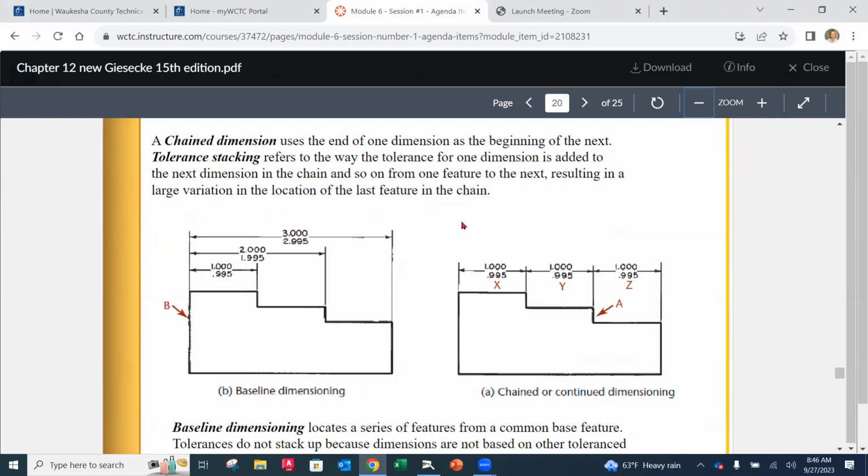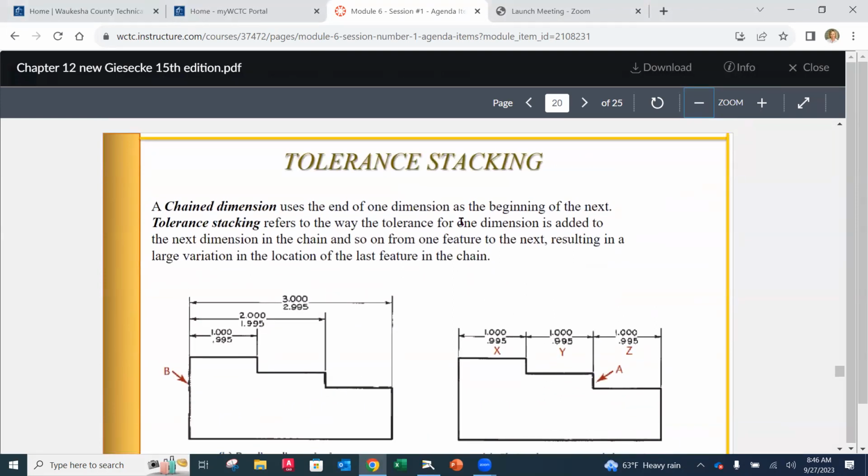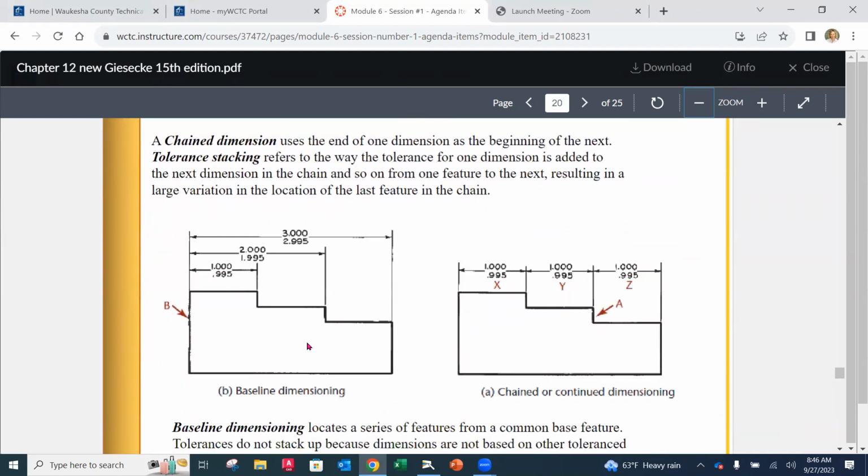Now, tolerance stacking. Whenever we dimension something, we know that we're going to be identifying, especially, locations and sizes of features. Now, as we look at this part down here, you'll notice that we have two different versions of how to dimension. The one on the left is called baseline, and the one on the right is called chained or continued dimensioning, okay? Over on the left-hand side, to get to each one of the steps here, you're going to notice that we're measuring each time from what we would call a datum, okay?